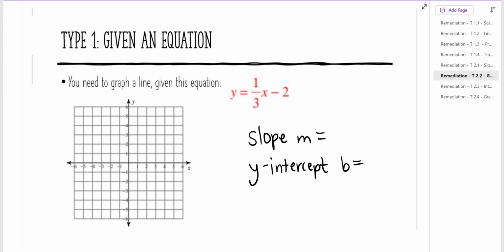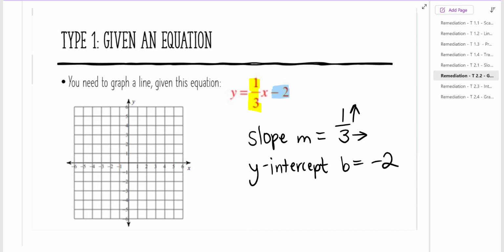So slope is 1/3. And then draw the arrows. So slope is 1/3 y después dibujar las flechas. So 1 up, 3 to the right. The y-intercept is -2.